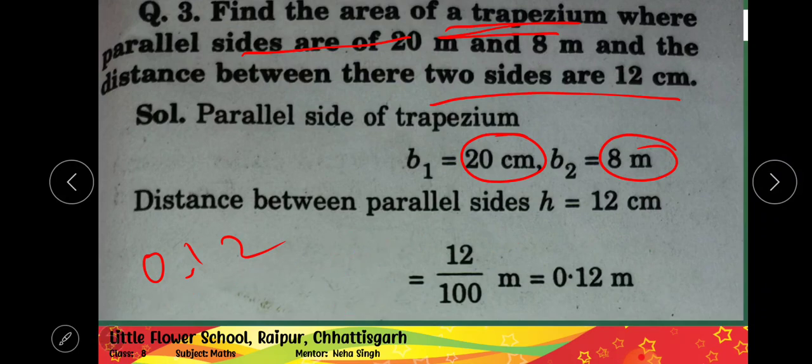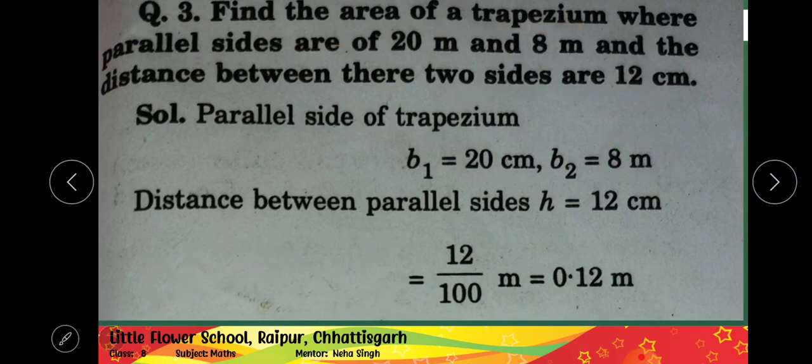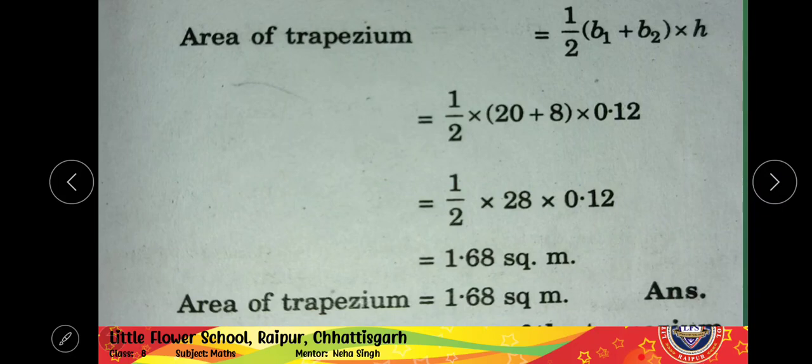Now B1 and B2 are the bases given, parallel sides. First parallel side is B1, that is given 20. Second parallel side is B2, that is given 8. And the distance between them is given 12 centimeter. So area of trapezium, as we know, what is it? Half into B1 plus B2 into height, right? This is the formula for area of trapezium.